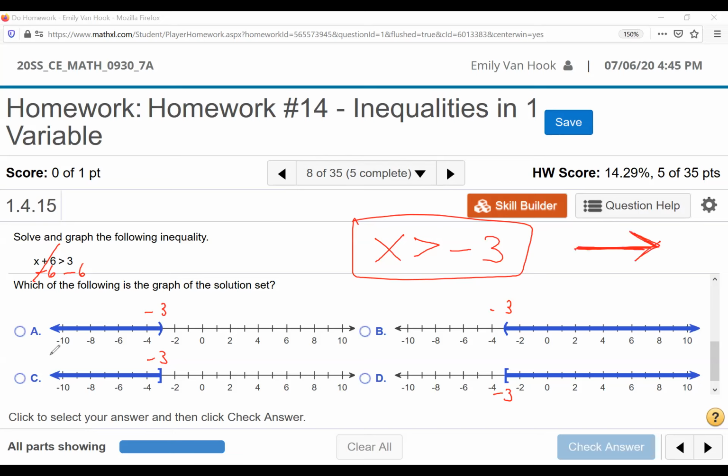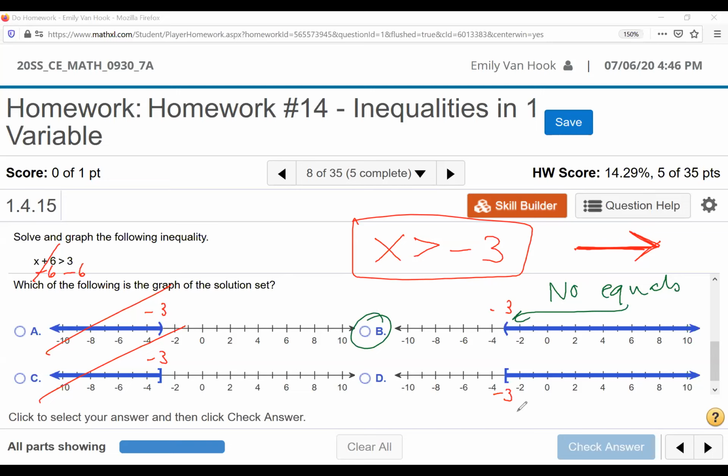So choice A and C over here, we can narrow it down, cross those out. Those are going the wrong direction. They're going to the left. We want our arrow to go to the right. So it's just a matter of, is it the one with parentheses or the one with the square brackets? Because there's no equal sign under my inequality, that means I get to use parentheses. So it's going to be choice B here.